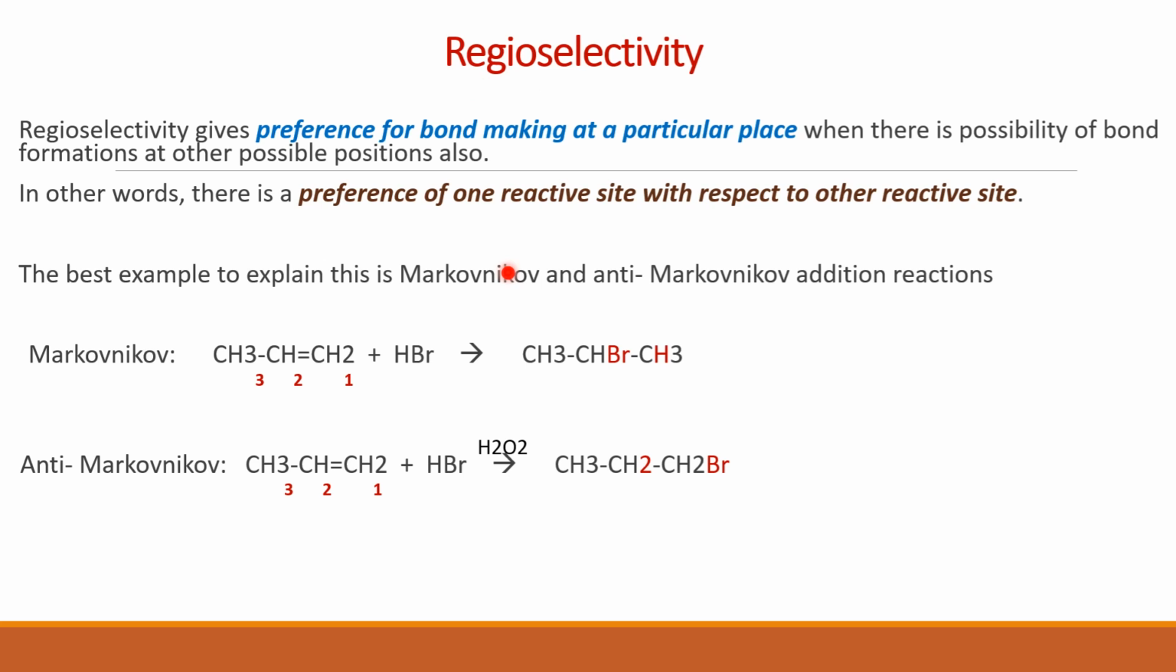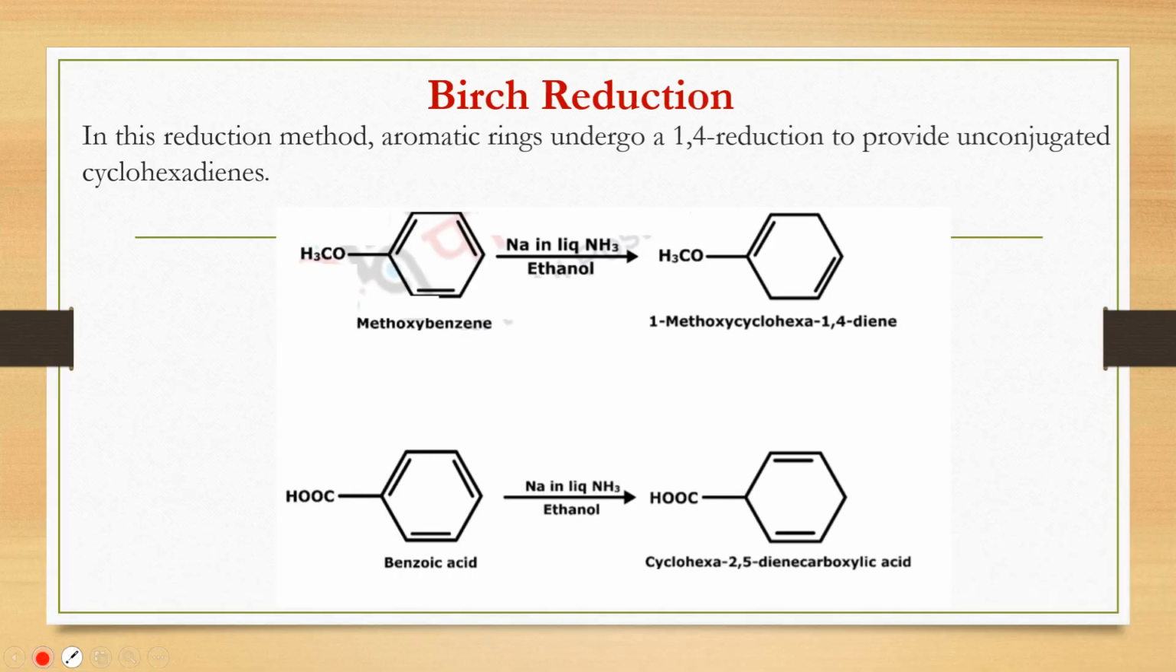For chemoselectivity, what keyword are you going to remember? Functional group. Out of two or more functional groups, one group reacts selectively. And for regioselectivity, what is the keyword that you're going to remember? Site, or the region. Is that clear to you? Okay, fine. Now let's go for the next one.